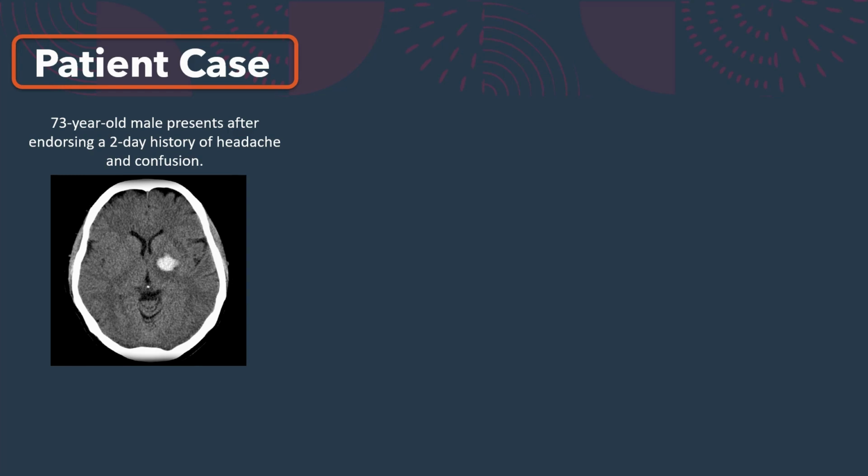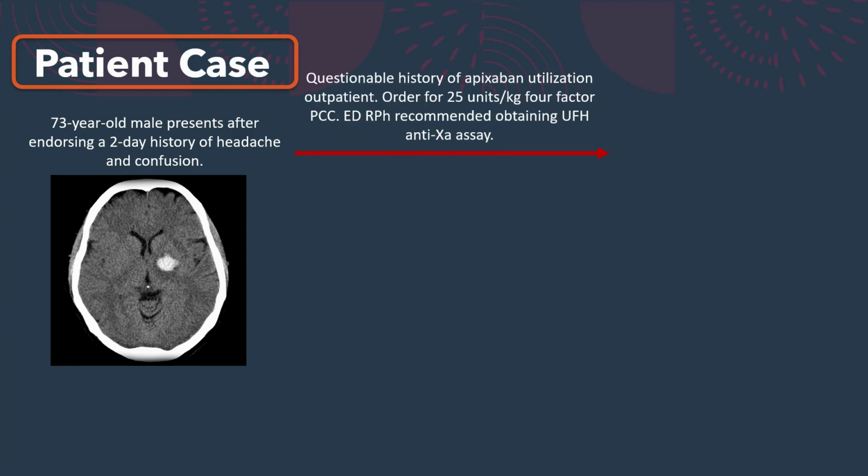So there was a questionable history of utilization of apixaban in this patient. And so the physician ordered 25 units per kilo of 4-factor PCC. After review, given his stability at this point, I did recommend an unfractionated anti-10A assay. The reason I utilized that in this setting is I've worked with my lab to determine which assay they can get back quickest. And so we ordered it, and it came back undetectable in approximately 10 minutes in terms of turnaround time.